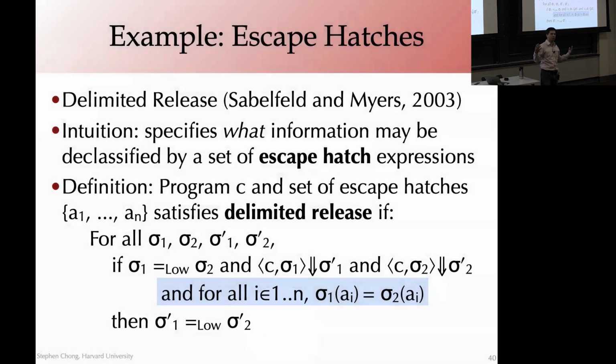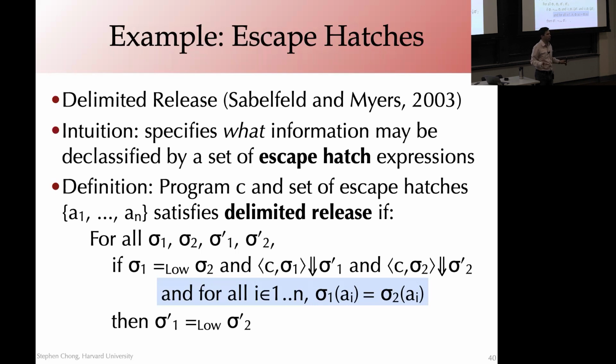So the idea here is that the only information about secret variables, secret inputs that can be revealed are the results of these escape hatch expressions. So that is, if we have 2 executions that are low equivalent and they agree on the information that's going to be declassified, well, then those low observable executions look the same. There's no additional information beyond those escape hatch expressions that is revealed.